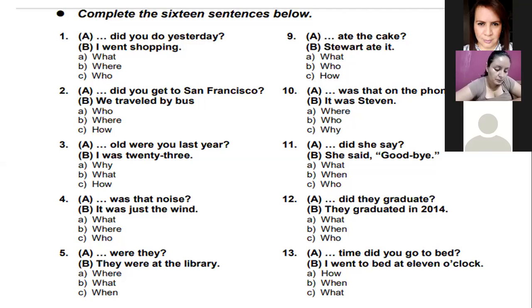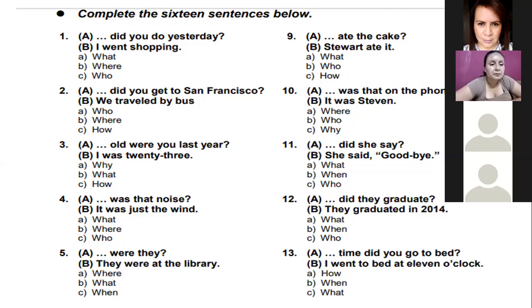Okay, Roberto, number five. What do you think about number five? And where were they? They were at the library. Okay, excellent. Where were they? They were at the library. The answer is letter A.